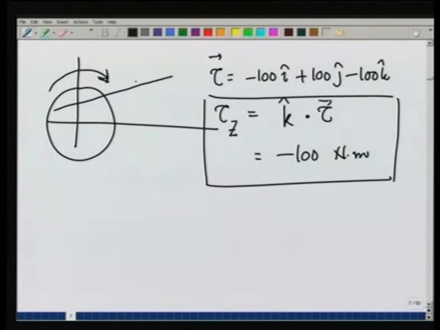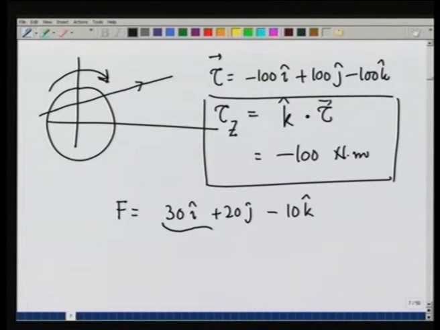So, the line of force along which the force is working is this. The force is 30 i plus 20 j minus 10 k. As I said earlier, the only component of force that is responsible for rotation about the z axis is that in the plane perpendicular to the axis. So, only these two components, the force in the plane of x and y, is going to be responsible for the rotation of the disc.